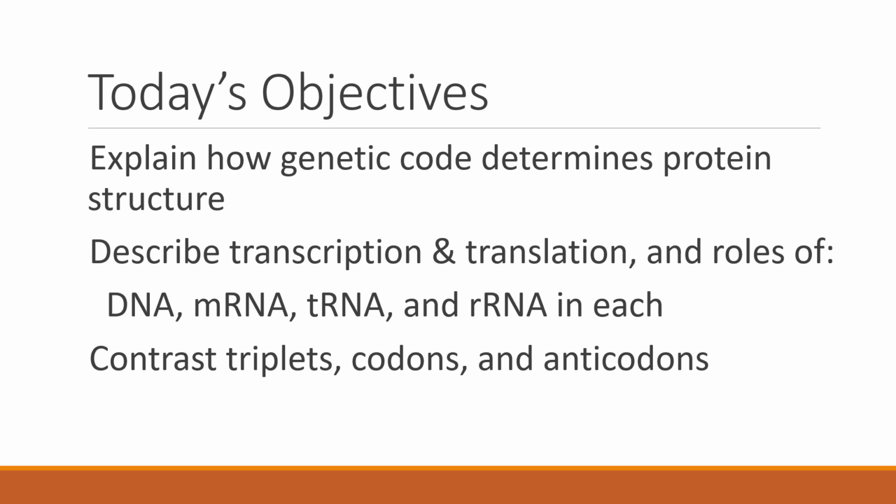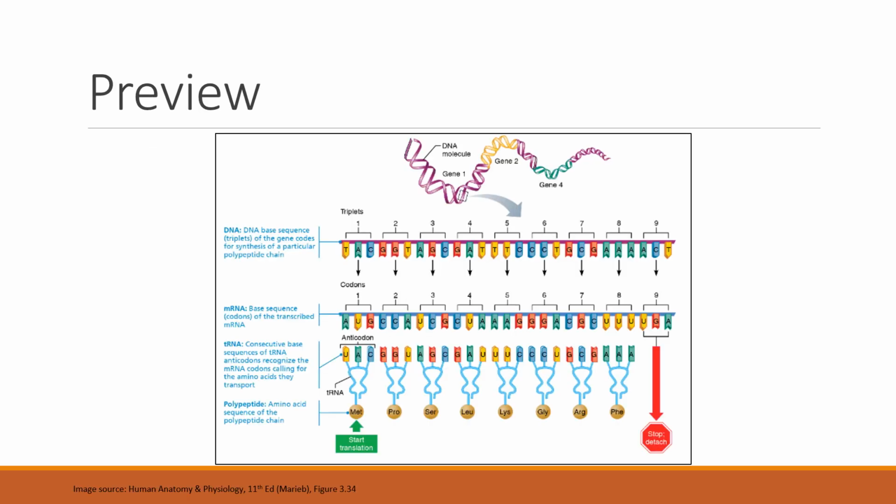Here's the objectives. We did talk about transcription in a previous lesson, so we're going to focus more on translation and the roles especially of mRNA, tRNA, rRNA, as well as the triplets, codons, and anticodons. All right, here's a preview of what we're going to talk about today.